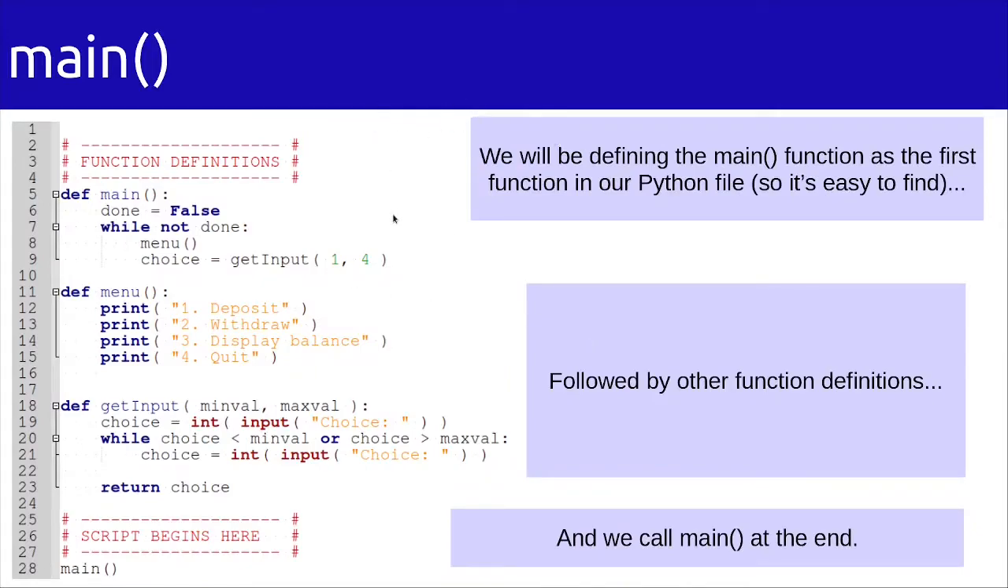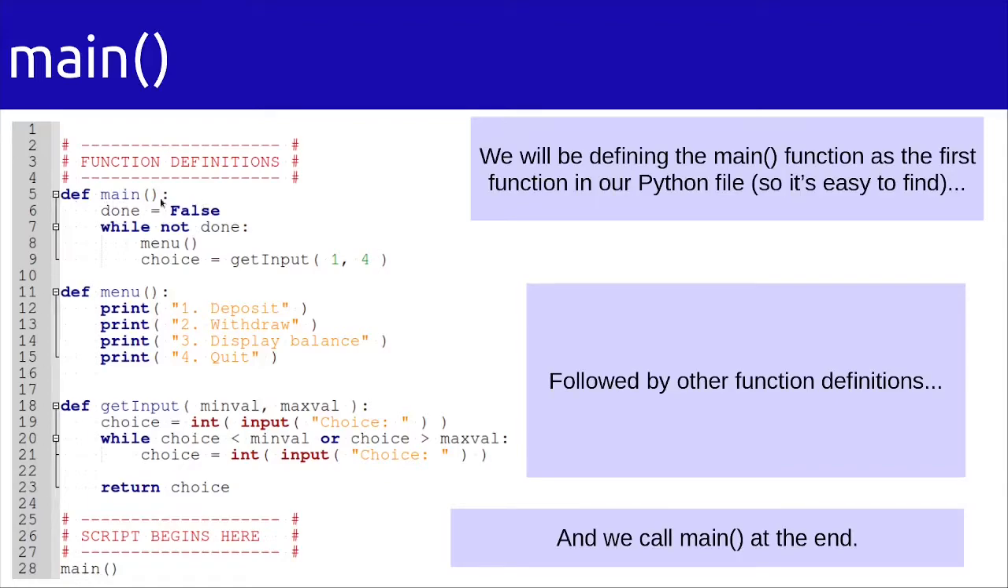So for an example program, we would have our main defined at the top. Make sure you put it at the top so it's easy to find. We can also have other functions defined. So here I have a menu and a get input. And then at the very end of the file, we call main to get started.